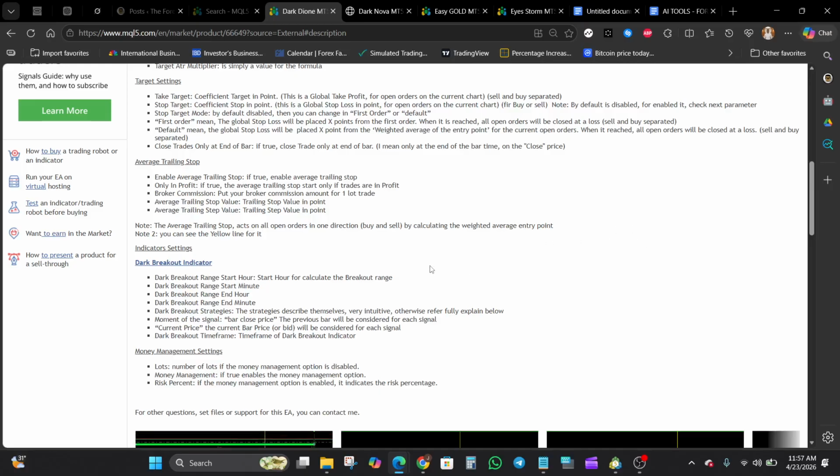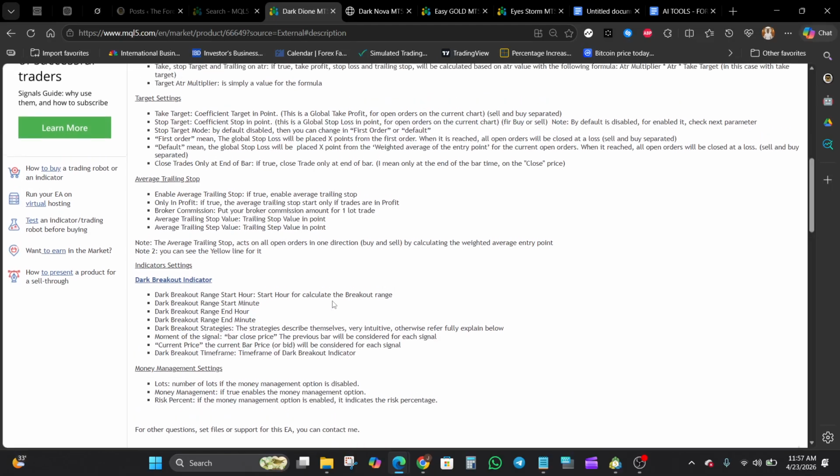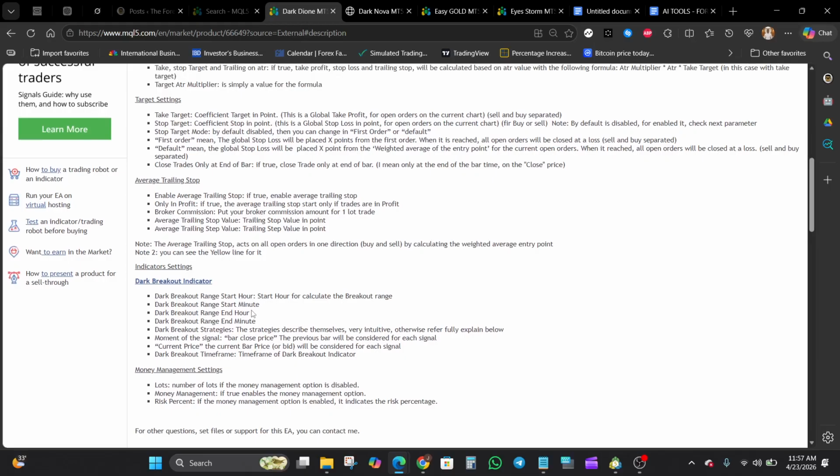You can define the exact time window used to calculate the breakout range, and also control whether entries happen on the current price or only after a candle closes. So this gives you control over how aggressive or conservative the entries are. So overall, this EA combines breakout logic with adaptive trade management and flexible execution timing.